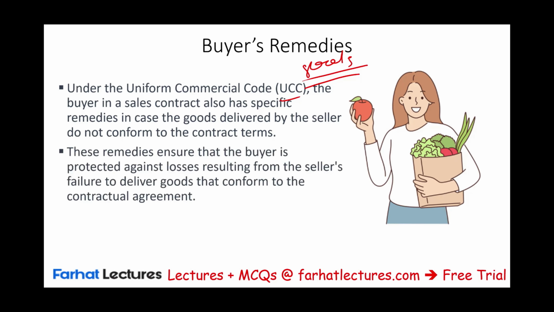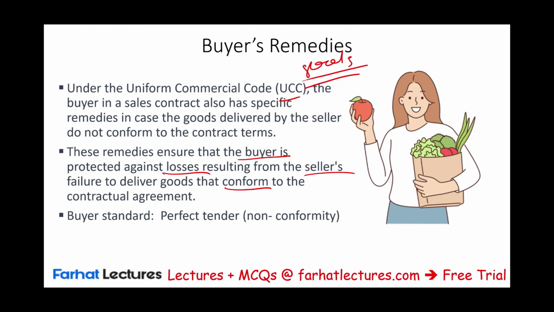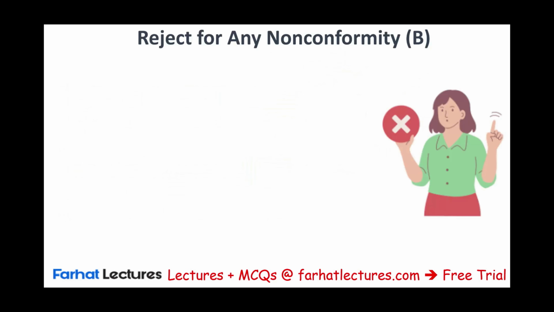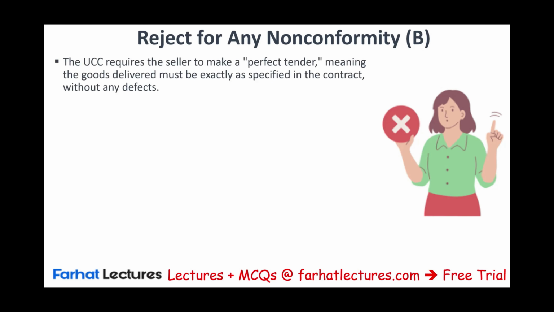And these remedies, for the same reason as for the seller, are to ensure that the buyer is protected against losses resulting from the seller's failure to deliver goods that conform to the contractual obligation. The buyer's tender is perfect tender. Not any non-conformity, you're out. So what can the buyer do? Reject any non-conformity. The UCC requires that the seller makes a perfect tender, meaning the goods delivered must be exactly as specified in the contract, without any defect.